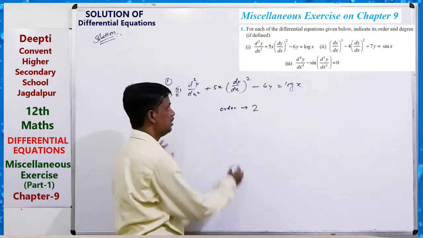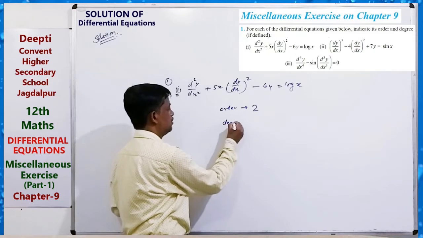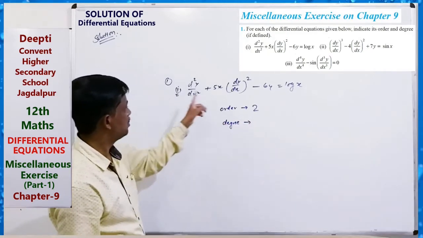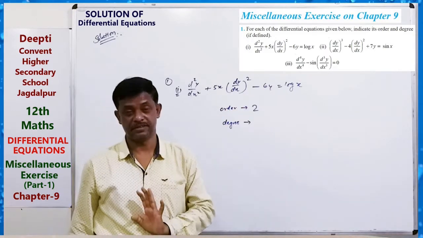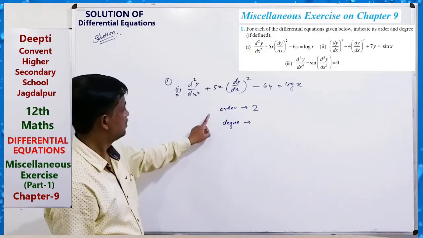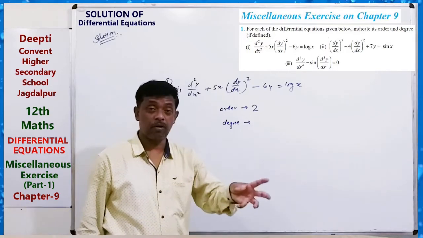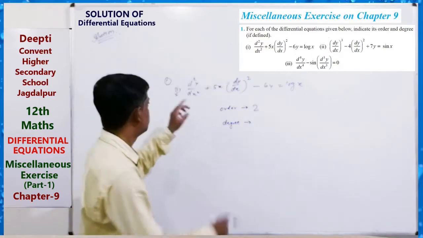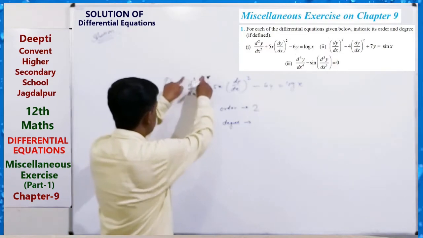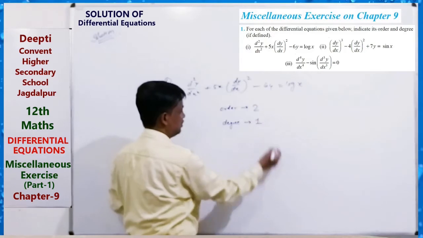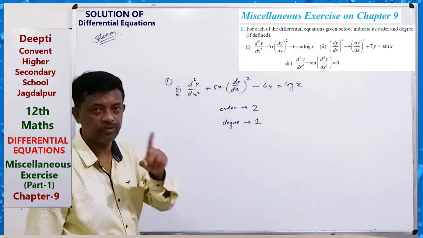Degree is defined because it is a polynomial equation in derivatives. Degree is the power of the highest order derivative. The highest order derivative is d2y by dx square, and its power is 1. So the degree is 1.